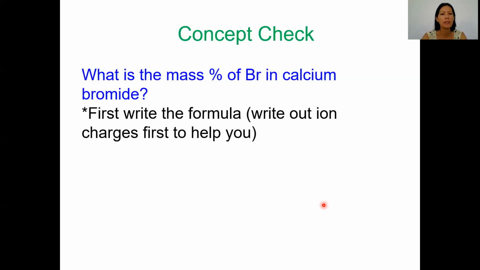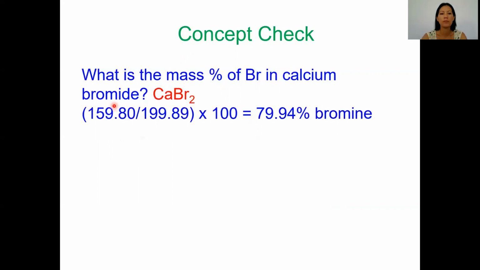Why don't you just practice that? So pause this and determine the mass percent of bromine in calcium bromide. The first thing you need to do is write the formula for calcium bromide, and that'll help you. So I get CaBr2. Calcium is a group 2, always a 2+ cation that has to pair and be balanced with an overall 2-. Since Br is a halogen, it's a Br-, so I need 2 of them.